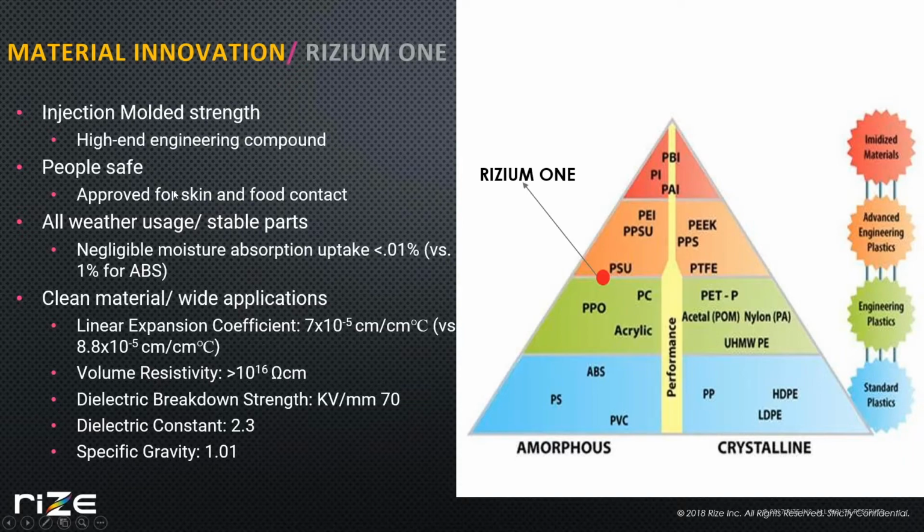One of the things is the ingredients that make up Rhizium are all USP Class 6 certified. We haven't certified the end material per se, but it is used by many customers in the medical industry because it has very good chemical resistance, it doesn't react much with chemicals. It has very negligible moisture absorption, less than 0.01%. So you can actually handle this material.